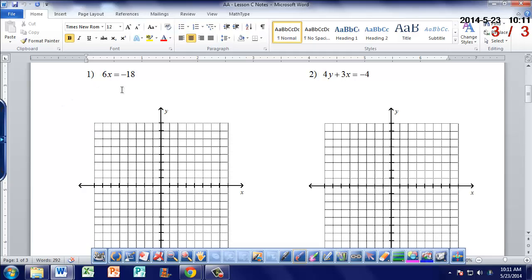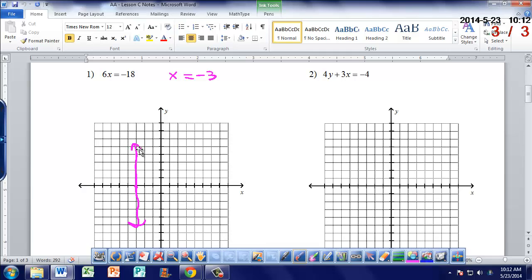So let's get started. Number one, I see that I don't have a y, so I'm just going to get x by itself. When I do that, I divide both sides by 6, and I get x to equal -3. Now, this is something that you should memorize. If we have an x equals equation, it is a vertical line on that number. So I'm going to go on the x-axis, I'm going to mark -3, and then I'm going to draw a vertical line. My lines aren't going to be that straight. It's a little bit hard to do that on the video.